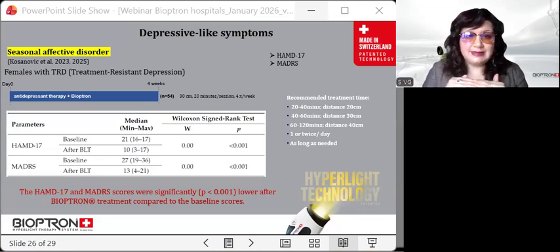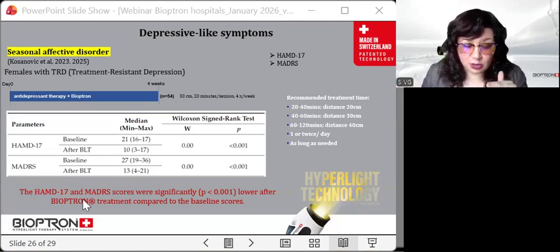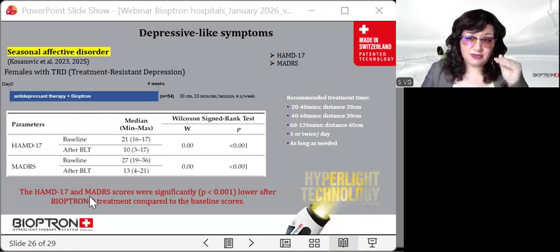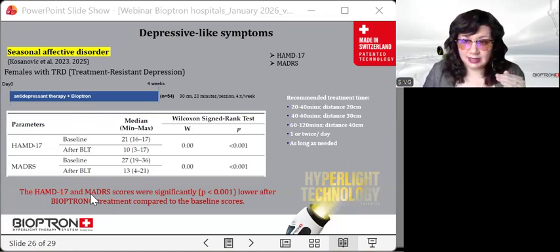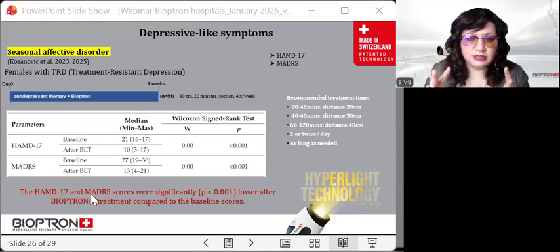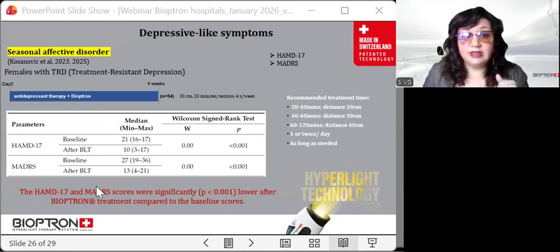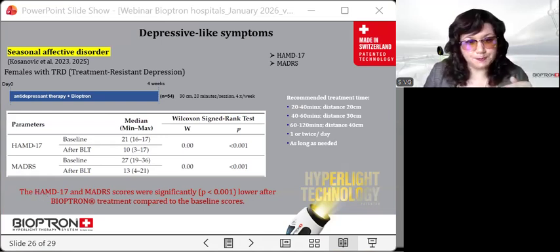Just to let you know that for the use of light for this seasonal affective disorder to fight these depressive symptoms, the most effective treatment that is used right now is light therapy. And Bioptron is ideal because it provides the whole spectrum. So all the colors of the light are very bright, more than 10,000 lux. So in that study, you can show that specific tests to measure these depression-like symptoms were decreased thanks to the use of Bioptron.